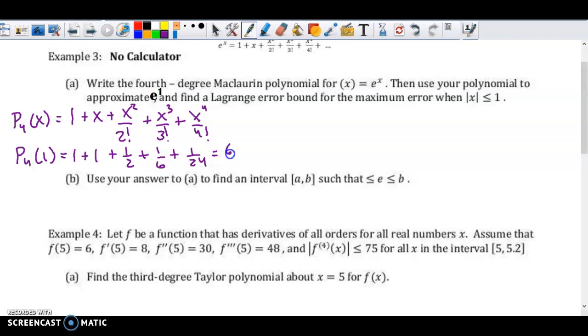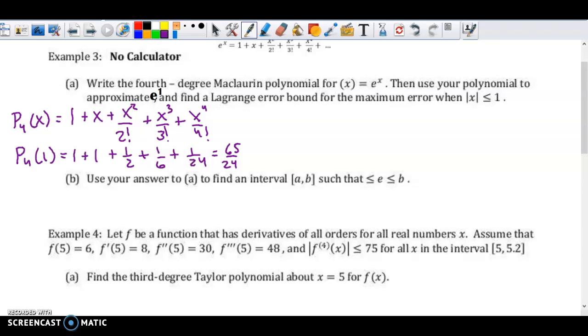And if you add that all up, which I know you can do by hand, so if you want to just copy this down, or if you want to use a calculator, that's fine. Just be aware that if this was a non-calculator problem, you could just leave it as an improper fraction. If you type this in, it's approximately 2.7, which makes a lot of sense because if you remember from pre-calc, e is approximately 2.7.